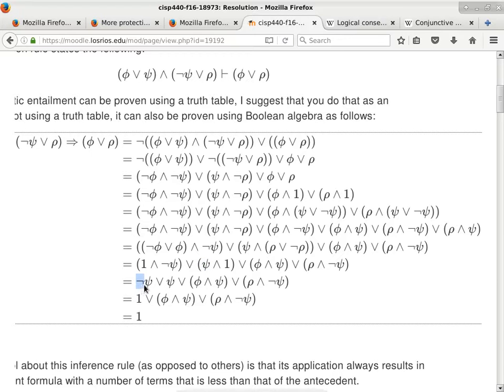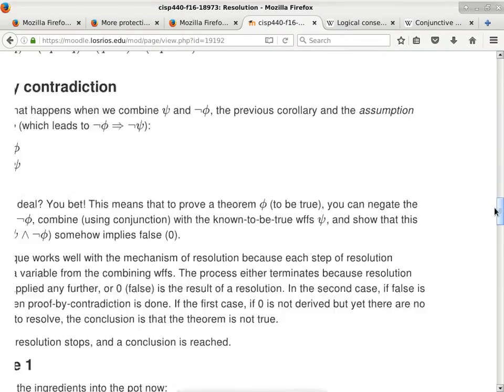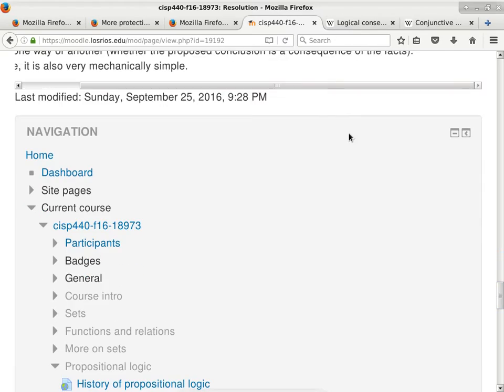So now that I have a not psi on one side and a psi on the other side, this entire disjunction simplifies to true. And once I have one true in a long disjunction of stuff, then the whole thing is already true. And so this is concluding the proof that this particular implication, okay, that's not the entire thing. I have to scroll back again to the beginning.